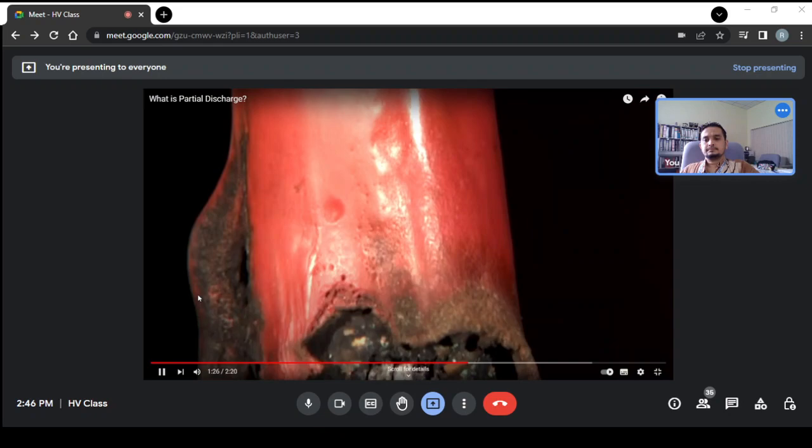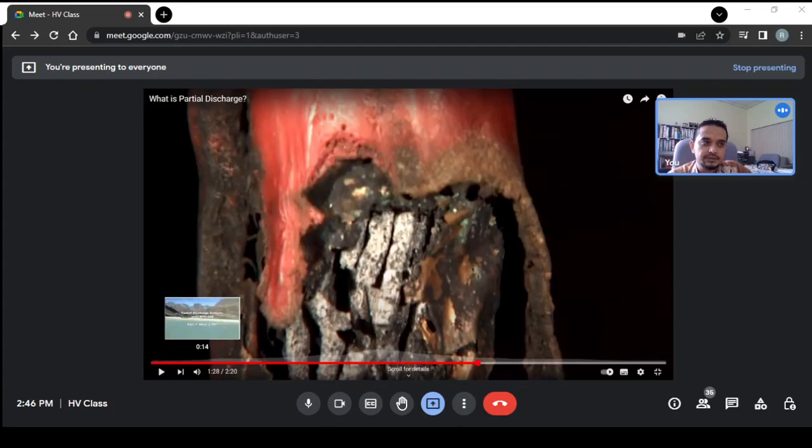Okay, after some time, if we have continuous partial discharge activity within the insulation material, that will lead to a total failure, like this cable, failure of the insulation.